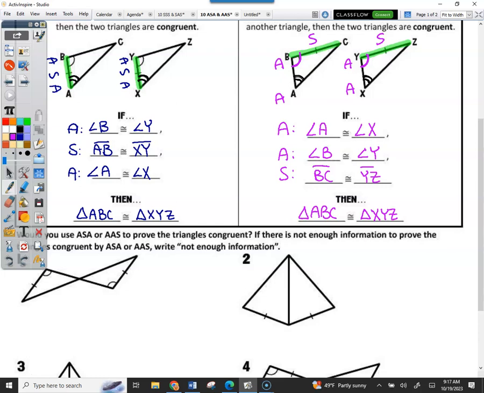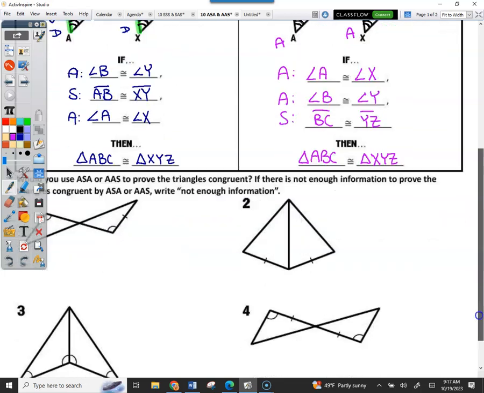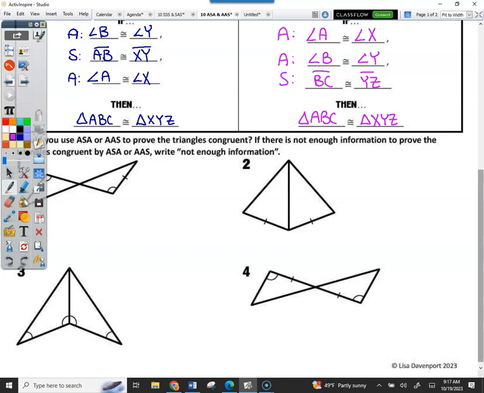Alright, same type of practice problems. The first 8, let me look back at that. The first 8 questions are just saying, hey, do you have enough info? And if you do, what shortcut? The next 2 questions are saying use ASA, and the last 2 questions are saying use AAS. So let's do a couple together, and then whatever we don't finish is your practice assignment, okay?